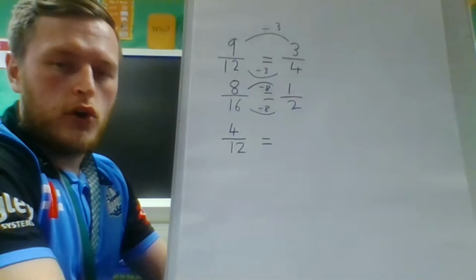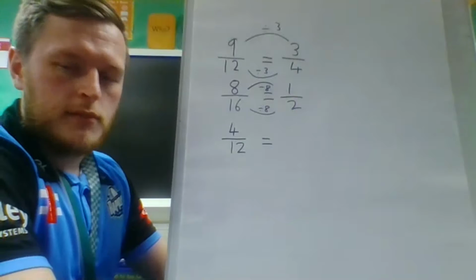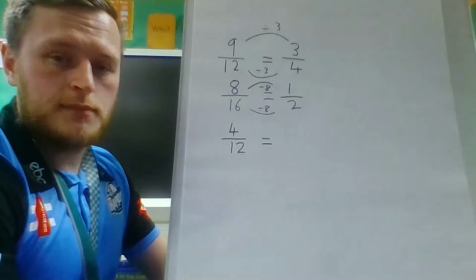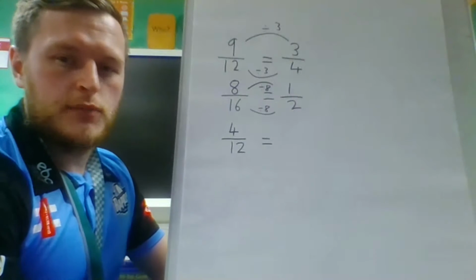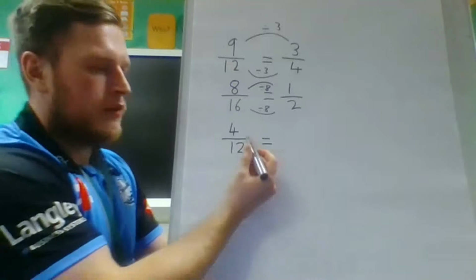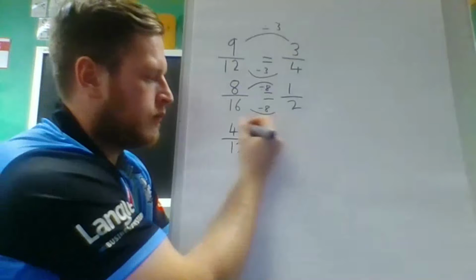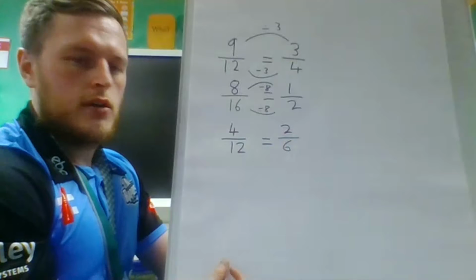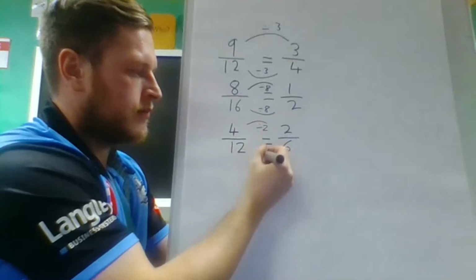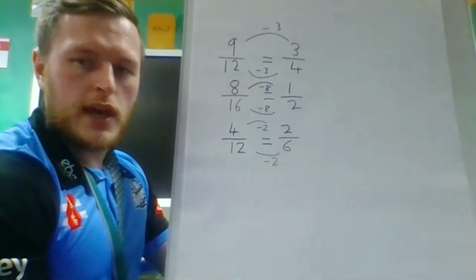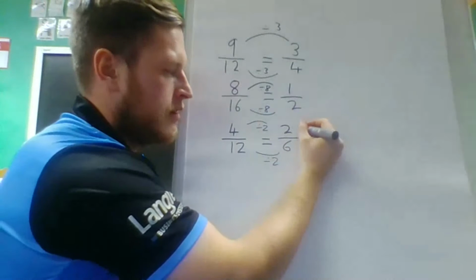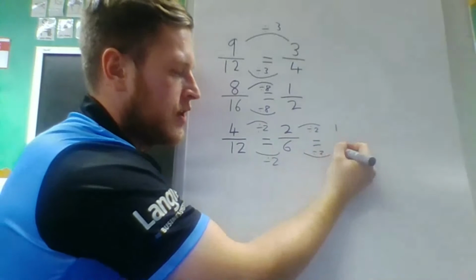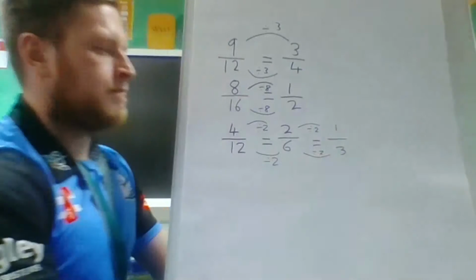Or, another way of doing it is you just keep halving the numbers until you get to where you can't halve it anymore. So 4/12, let's halve it. Half of 4 is 2, and half of 12 is 6, so I've divided them both by 2. Can I divide them by 2 again? Let's check. I can. 2 divided by 2 equals 1, and 6 divided by 2 equals 3.